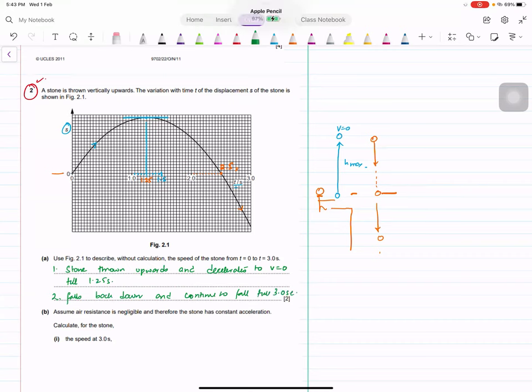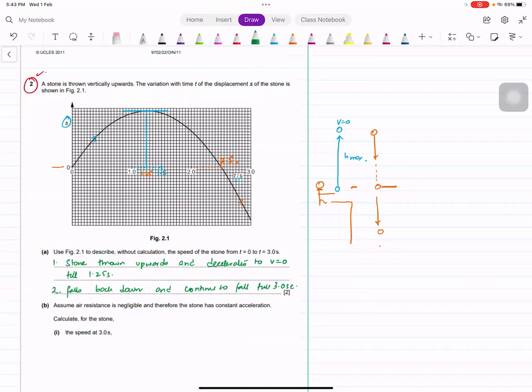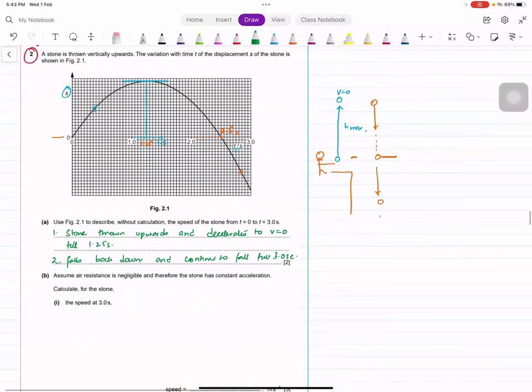Okay, so this is what you should be doing for 2 marks. You can also write that it has fallen more distance, but I think that would not get any credit. But you can write that it has fallen more distance vertically down than it was thrown off. Then it says, assume air resistance is negligible, therefore the stone has constant acceleration. Calculate for the stone the speed at 3. So they want you to find the speed at 3.